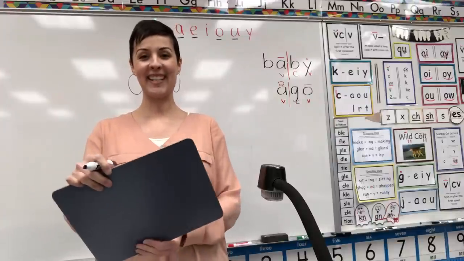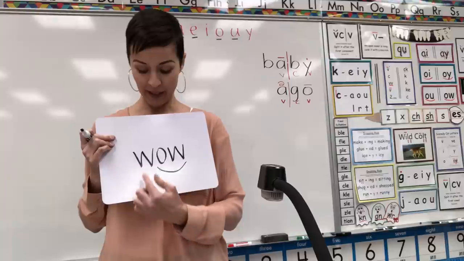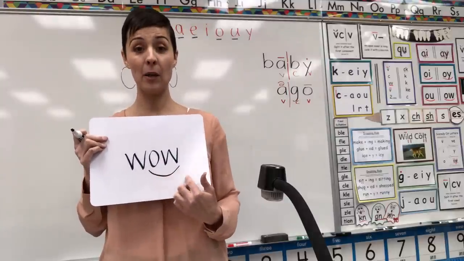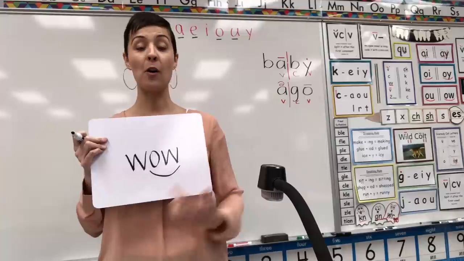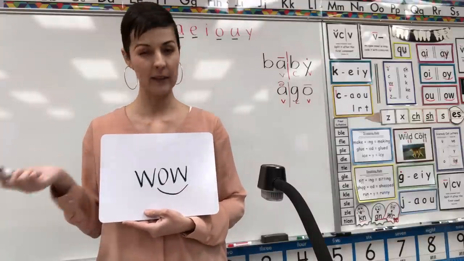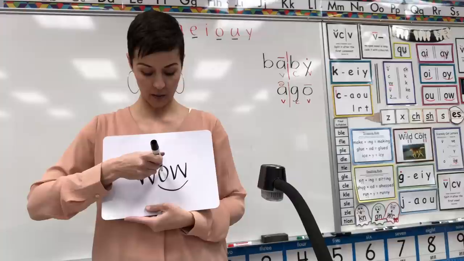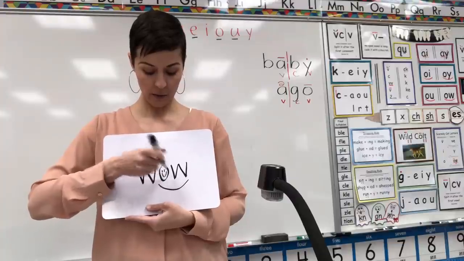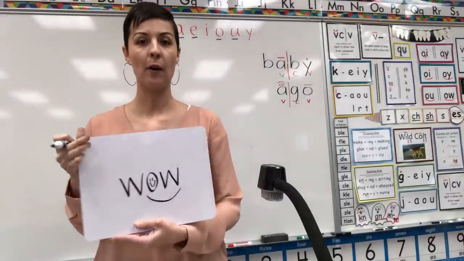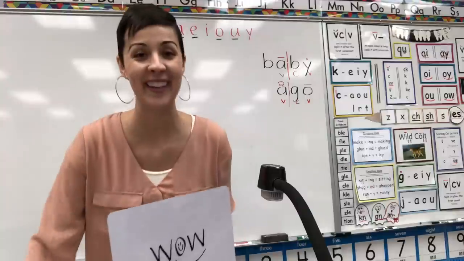Okay, let's check it. Wow should be spelled W-O-W. Arc, diphthong, O-W says ow at the end of the word. And I'll tell you what, if you got that right or if you fixed it so that it's right now, you can put a little smiley face in the O for wow. Erase, erase.